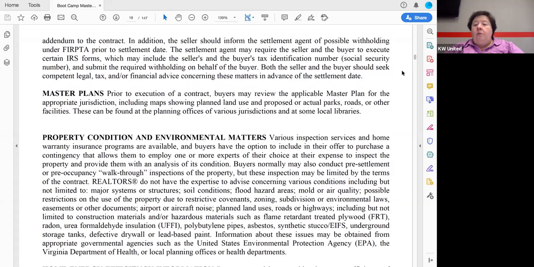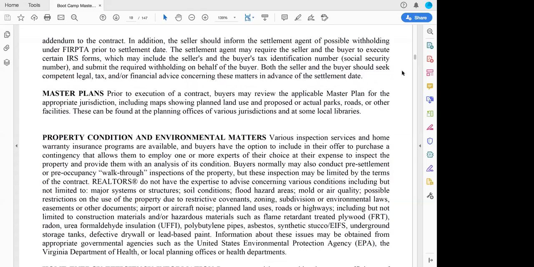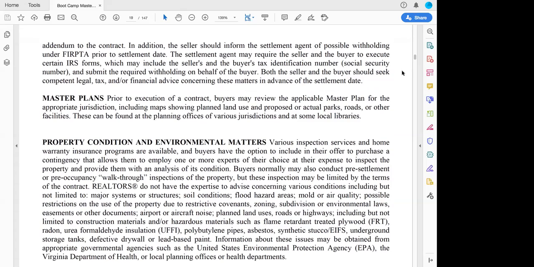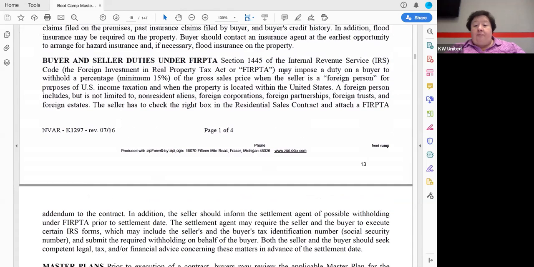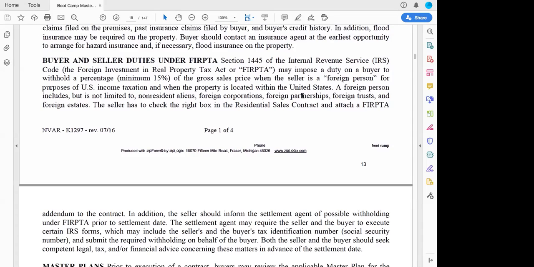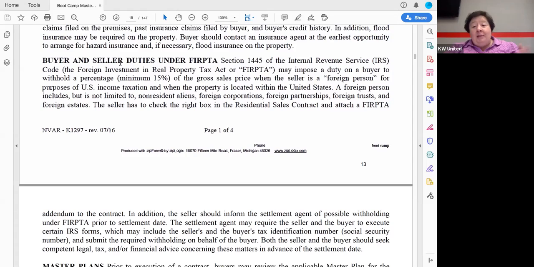Deb, can I ask a question? Sure. So this particular paragraph, buyer seller duties. It's saying that the buyer, if it's not a US person, could be charged this 15%. Is that correct? Right, it says right here that it may impose a duty on a buyer to withhold a percentage of a 50% minimum of the gross sales price when the seller is a foreign person. So if the seller doesn't have the money, the buyer may have to pay the piper.